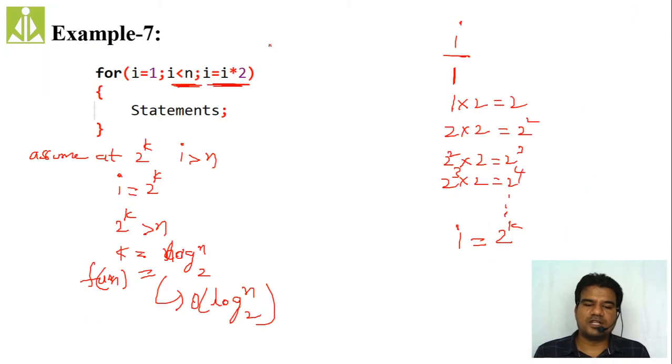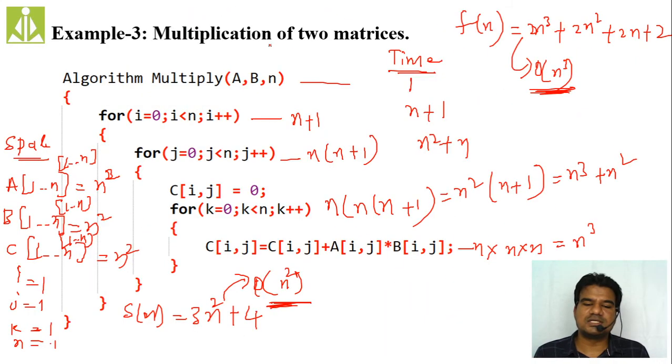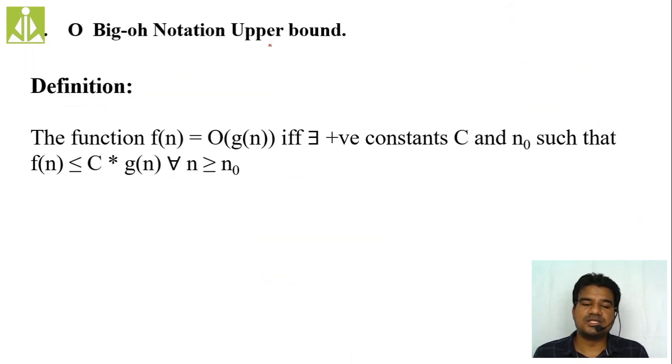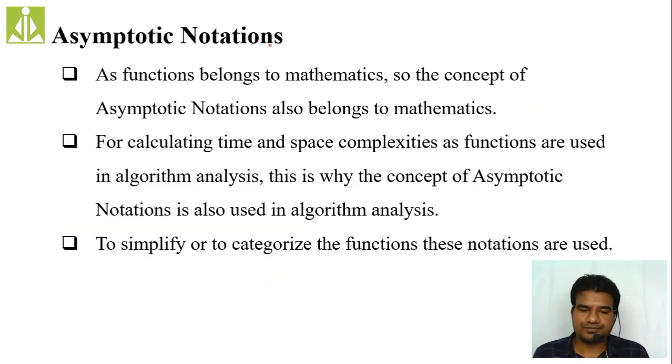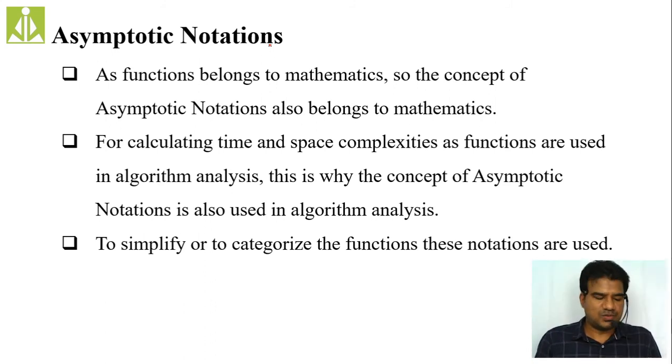Okay, after this we have to study about asymptotic notations, because whatever functions we are studying, time complexity functions or space complexity functions, all these functions are the concept of mathematics, isn't it? Functions, they fall under mathematics. So this asymptotic notations concept also comes under mathematics only.